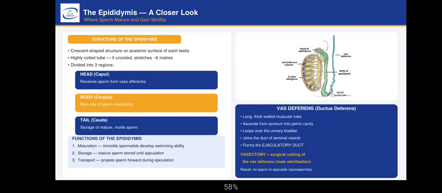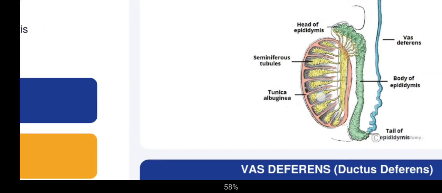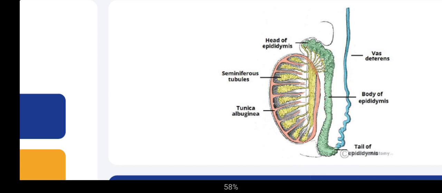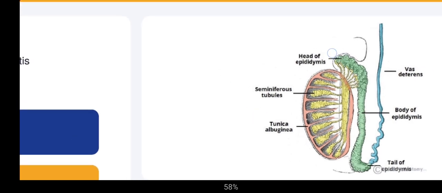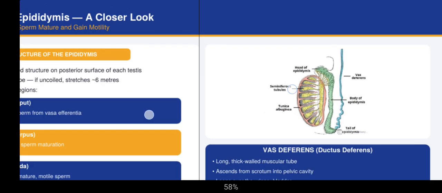Okay, the head, also called what? Caput. All right, it receives the sperm from the what? Vasa efferentia. You can see the head of the epididymis right there, where it's labeled as the head of the epididymis. That's around here. You can see it connecting to the seminiferous tubules in the testis. So that is the part that receives the sperm coming from the seminiferous tubules.